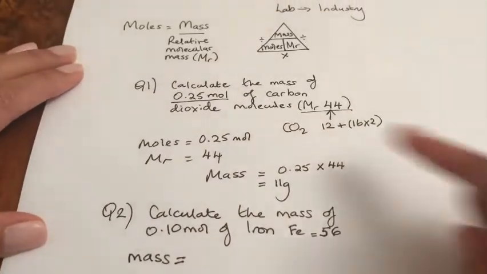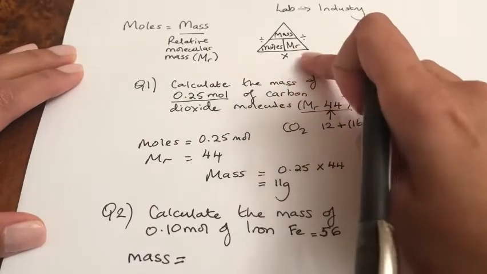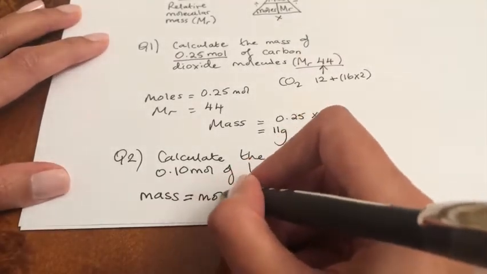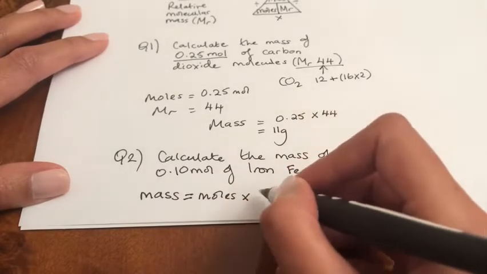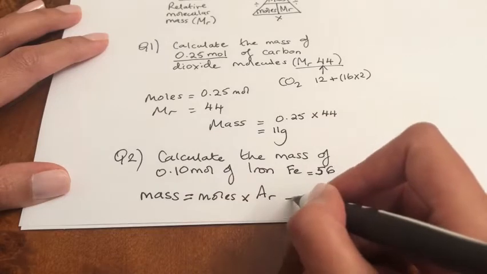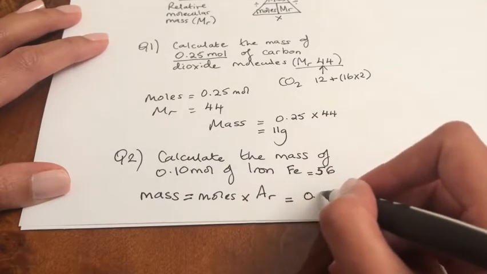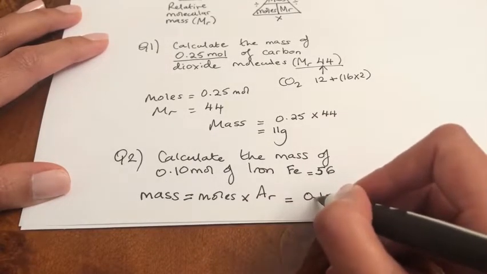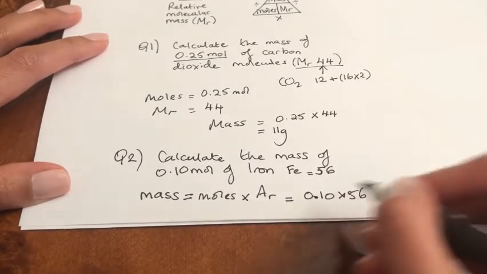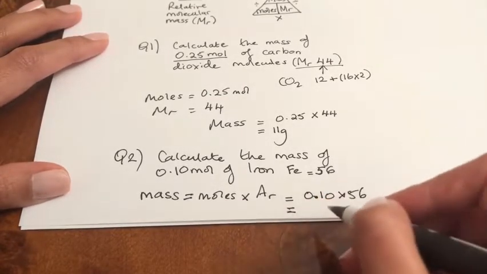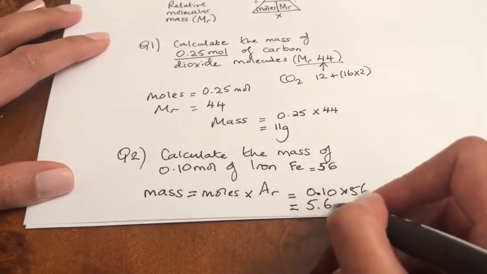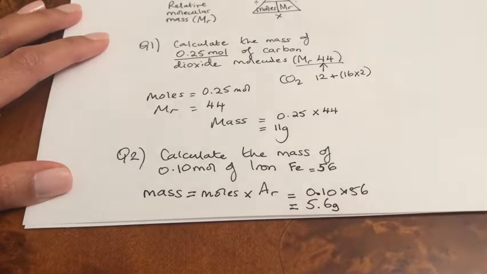Mass, here we are. Remember our triangle: moles times the MR, which is going to be the AR. Times by the AR, and let's write it here, 0.10, make that a little bit clearer, multiplied by 56. And because we are working out the mass, the answer will also be in grams. There we go, easy peasy lemon squeezy.